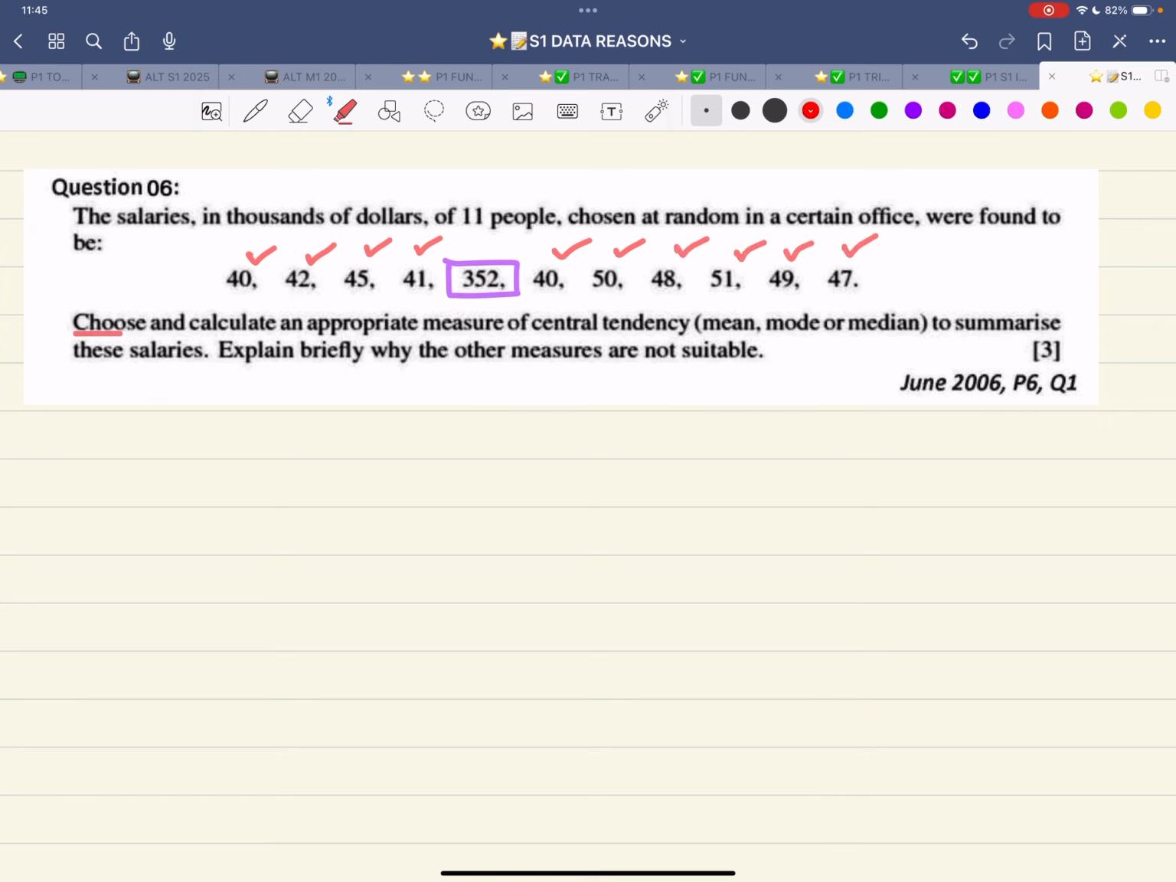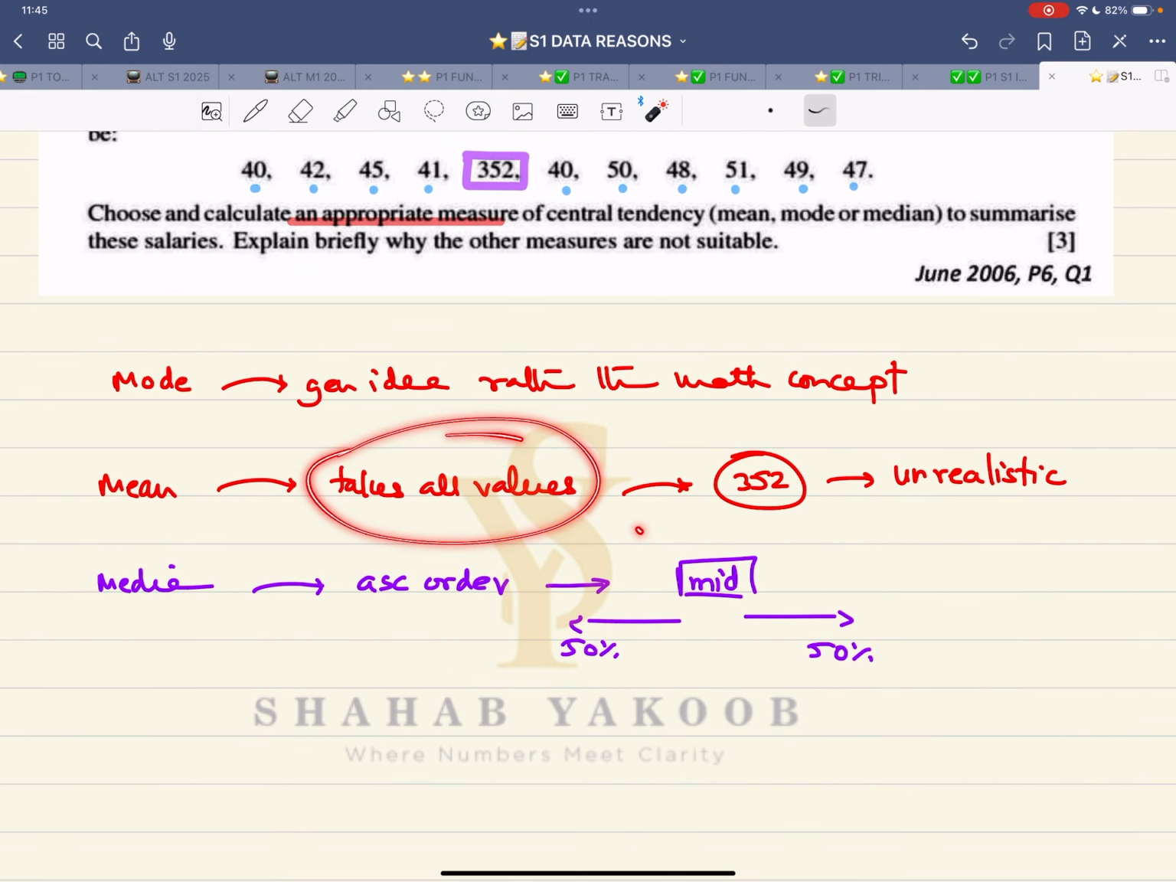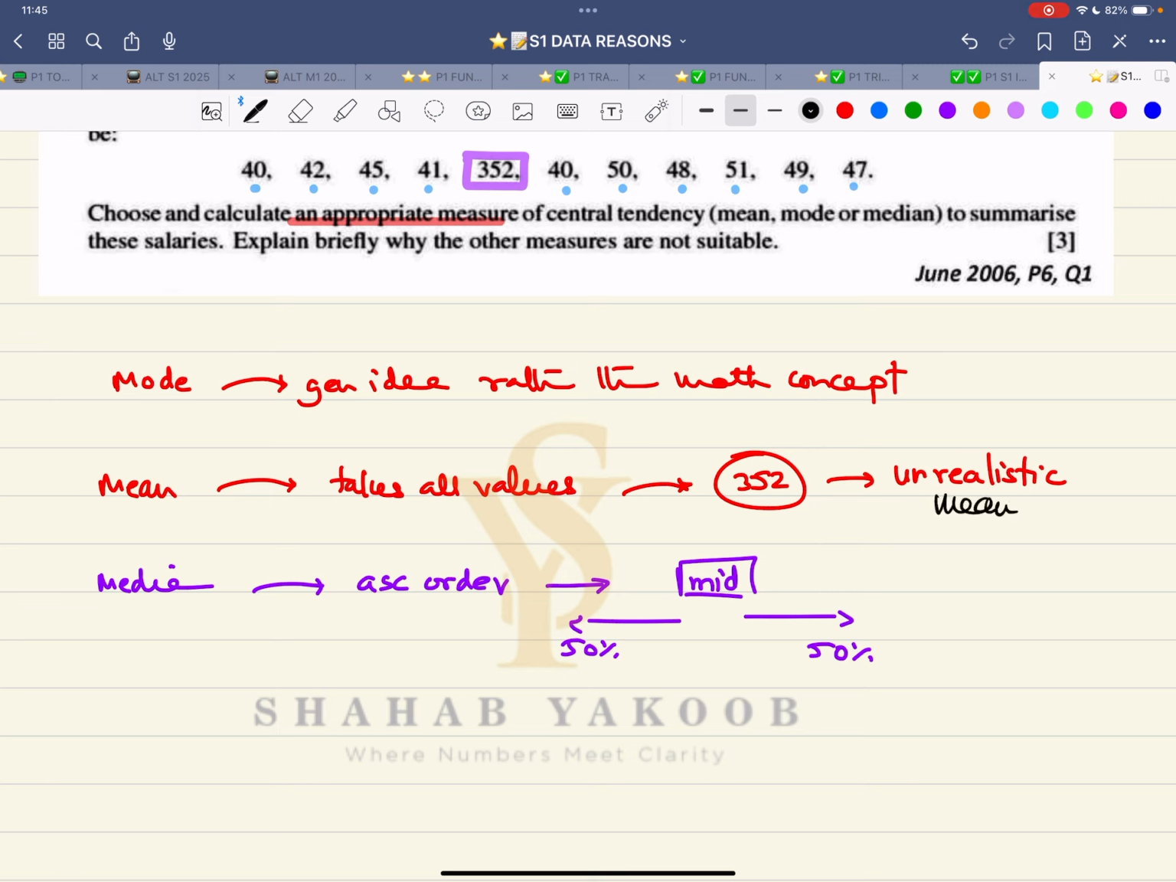So now it says choose and calculate an appropriate measure of central tendency, whether it's mean or median or mode. To summarize, explain briefly why the other measures are not suitable. So first of all, I would say the mean is not suitable. Why? Because it takes all the values into consideration. Because 352 is such an outlier, the answer would be an unrealistic mean, or mean is distorted by extreme values. So we would drop this out. What about the mode? Mode is just a general idea rather than a mathematical concept, so just discard it.